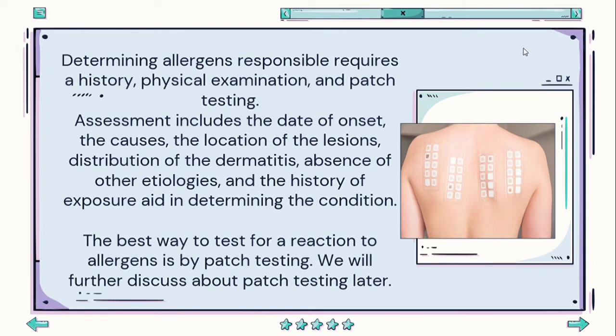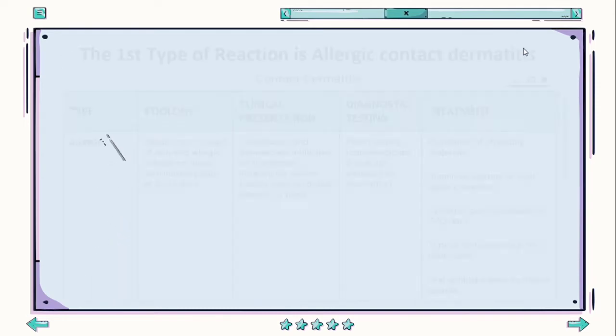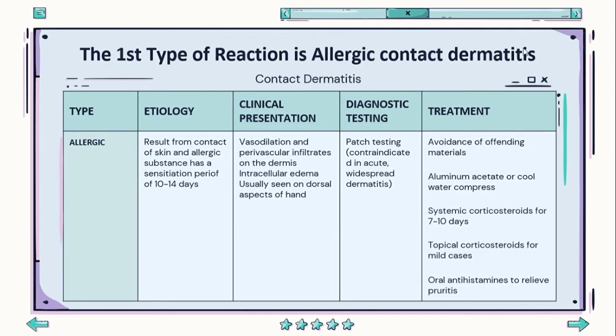We have here the table that shows two types of reaction, which are allergic reaction and irritant reaction in contact dermatitis. The first type of reaction is allergic contact dermatitis. This results from contact of skin and allergenic substance that has a sensitization period of 10 to 14 days. The clinical presentation of an allergic type is vasodilation and perivascular that infiltrates the dermis intracellular edema. This is usually seen on dorsal aspect of hand.